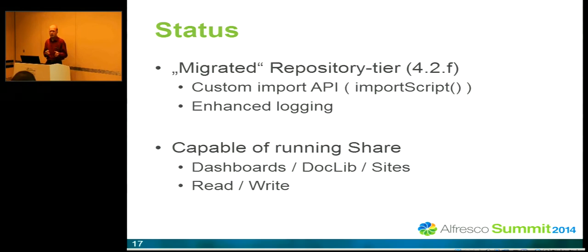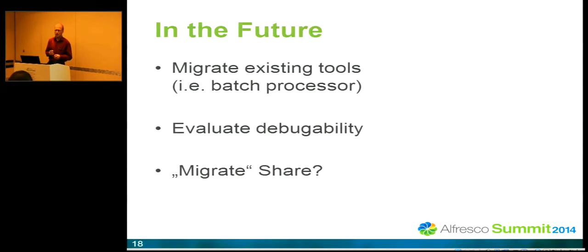Currently, I've migrated the repository of Alfresco 4.2 to support running Share on top of it. And as of this morning, it also supports running the JavaScript console with the Nashorn script engine. So it's actually gone a long way. In the future, I would like to migrate the remaining tools of the enhanced script environment to Nashorn, evaluate any tooling around debugging of Nashorn scripts, and finally start migrating the Share tier.